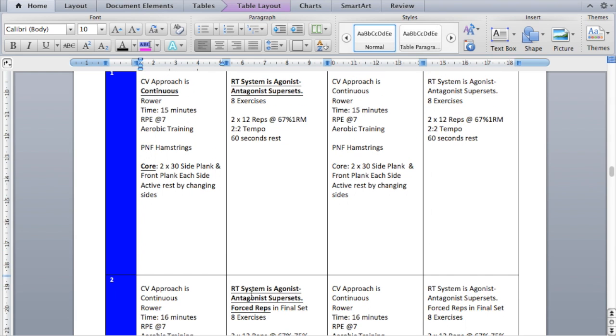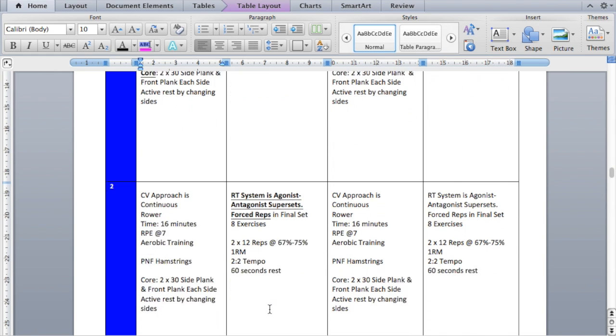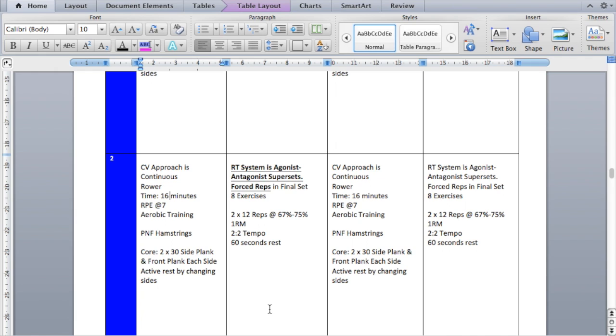In the resistance training, now I've got supersets with forced repetitions. So that's the supersets was the first training approach, resistance training approach out of my 4. And forced reps is the final training approach, the second training approach out of my 4 training approaches.